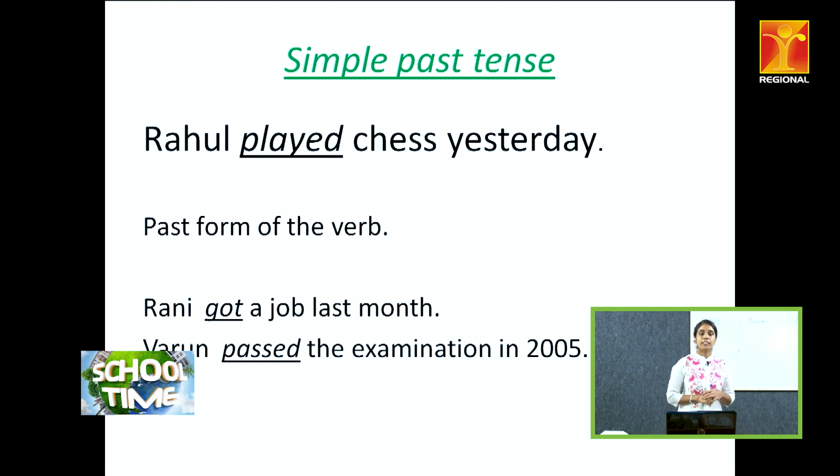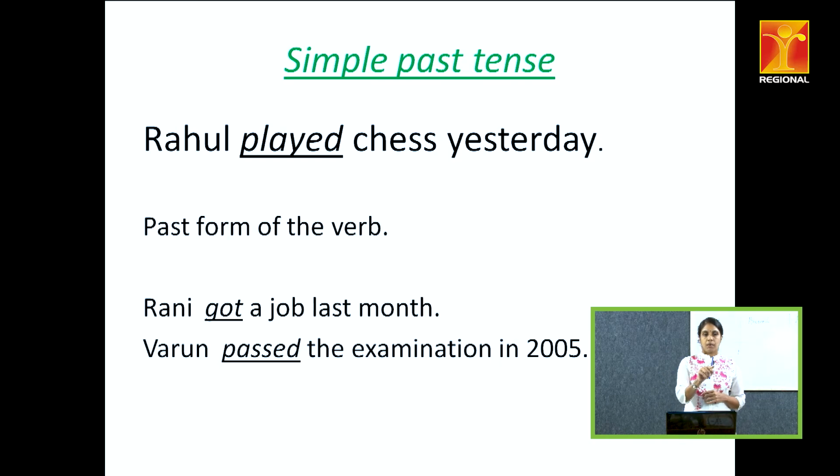And another example, Rani got a job last month. Here got is the verb used, and get is the present tense and got is the past. Okay. Last month she got a job. Varun passed the examination in 2005. Passed is the past tense form of pass. So, Varun passed the examination in 2005.